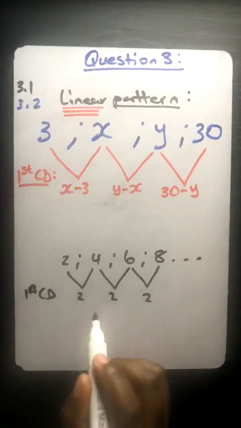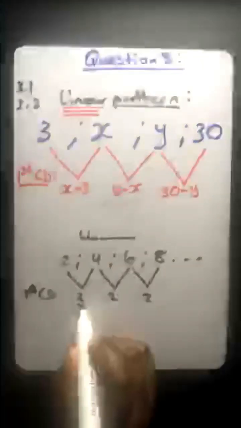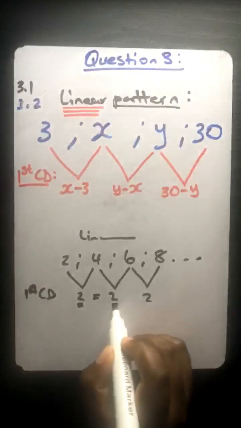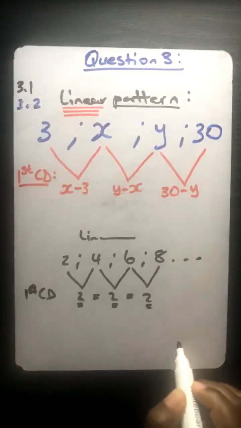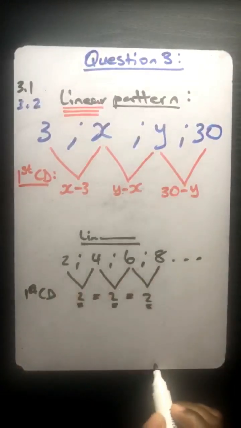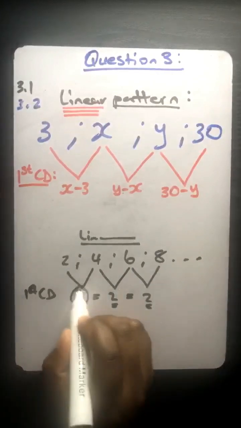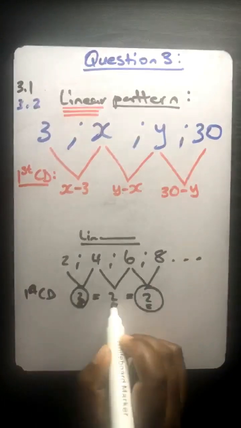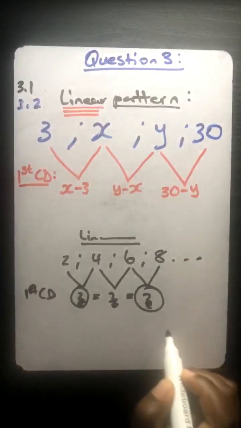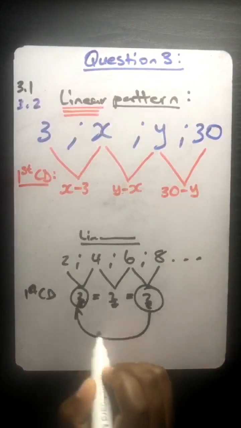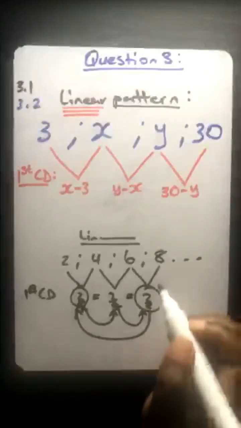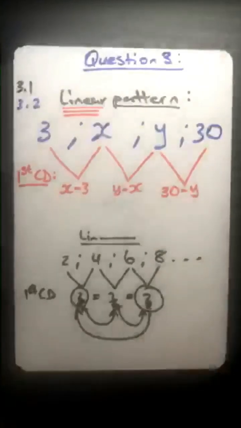Okay. Then, because it is a linear pattern, this is actually equal to that. And also, this is actually equal to that. Why? Because it is a linear pattern. And also, this can be equated to that. It doesn't necessarily mean that you equate them in that order. You can say this is equal to that, or this is equal to that, or otherwise this is equal to that. You just choose which one to equate based on how you want to work it out.